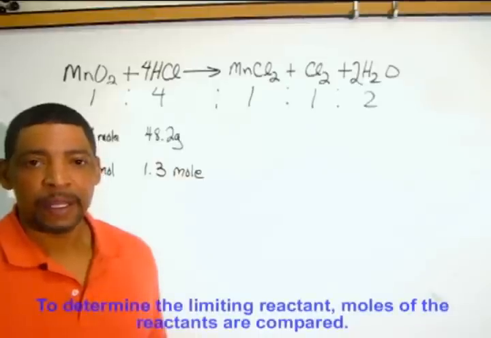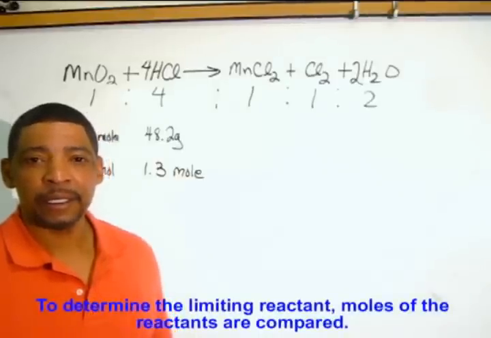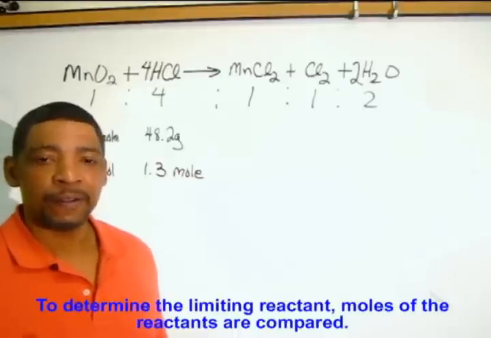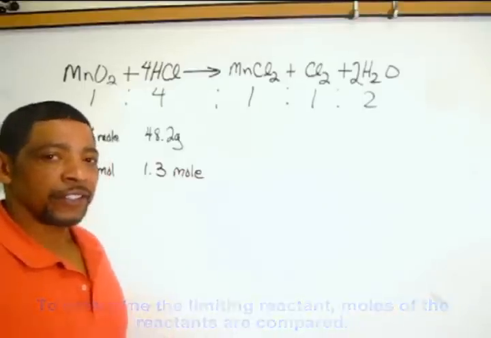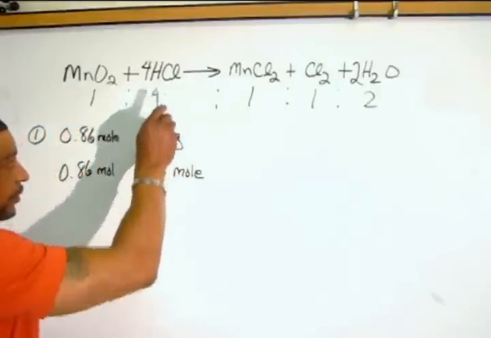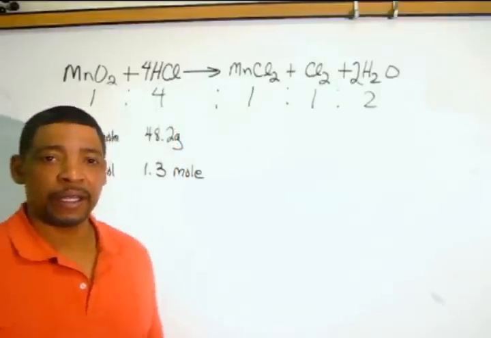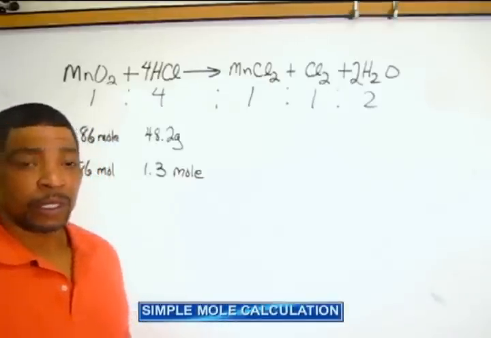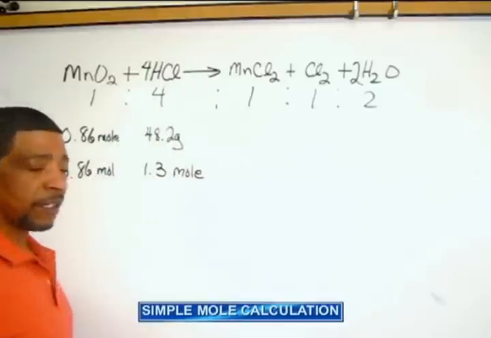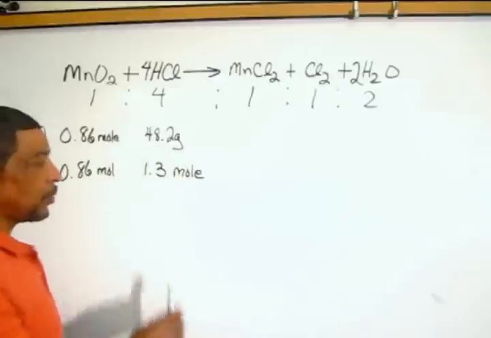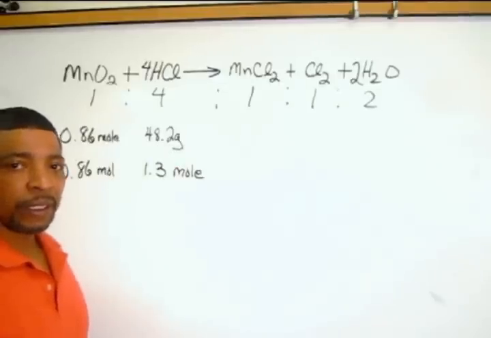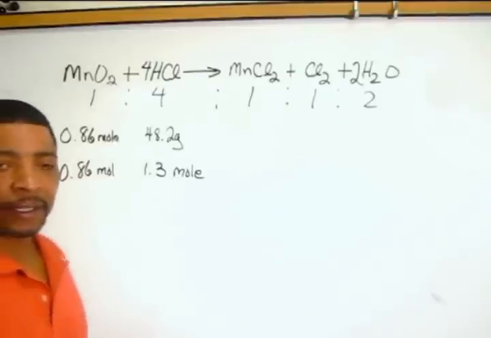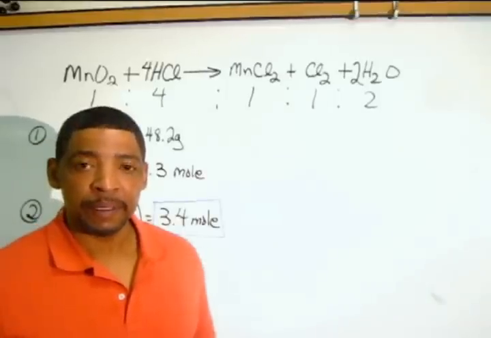The answer is no, because when determining the limiting reagent, we must convert mass to moles, particles to moles, or volume of a gas to moles. In this case, we're given 48.2 grams of HCl. To determine the moles of HCl, divide 48.2 by 36 grams per mole, which is the molar mass of HCl. 48.2 divided by 36 is equal to 1.3. So in this case, we're given 1.3 mole of the HCl. At this point, the limiting reagent may be determined.